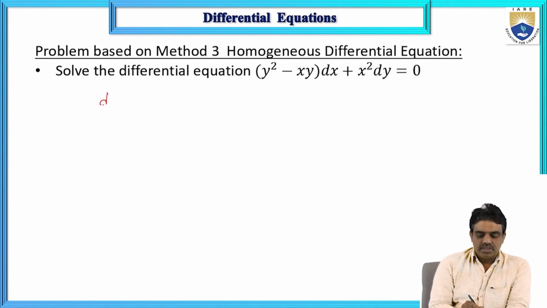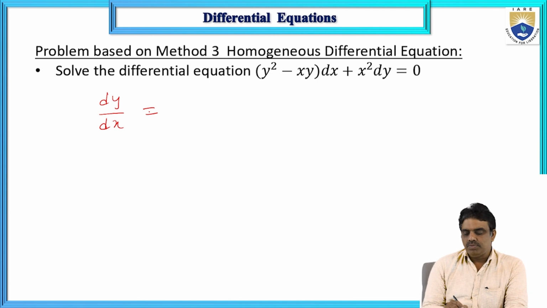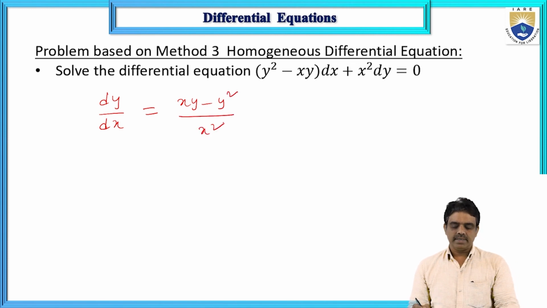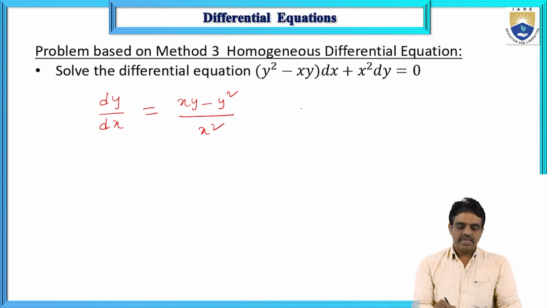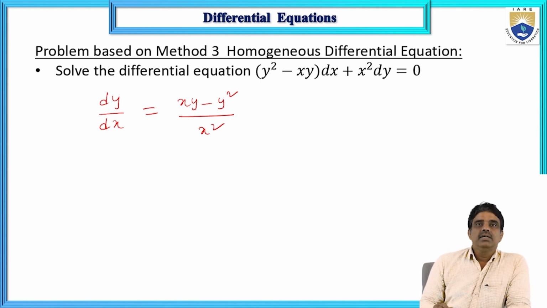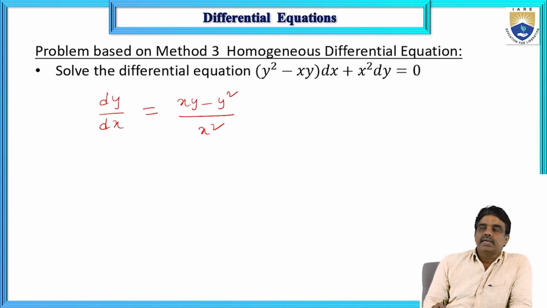What is the given equation? Dy by dx is equal to y square minus xy, by x square. Am I right? So I'm writing dy by dx is equal to this by this, on the left hand side and right hand side. So on multiplying the minus sign, you get xy minus y square by x square.